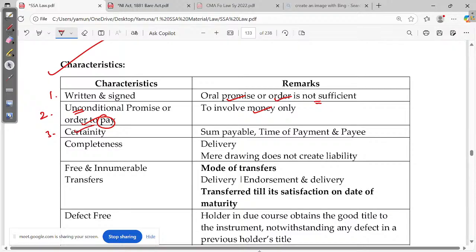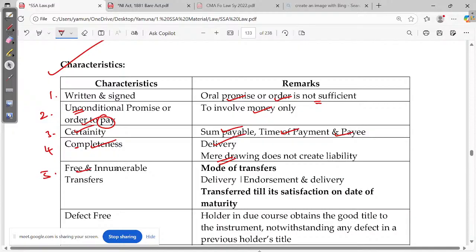Third one, certainty should be there. When it should be payable, how much it should be payable, to whom it should be payable, except the guarantees. Fourth one, completeness, very important. It should be properly delivered. Mere drawing, mere signing, it's not sufficient.